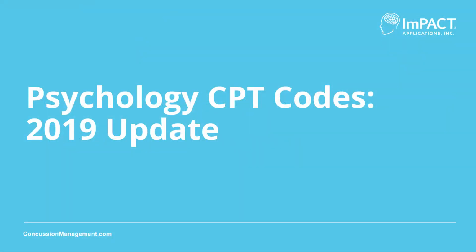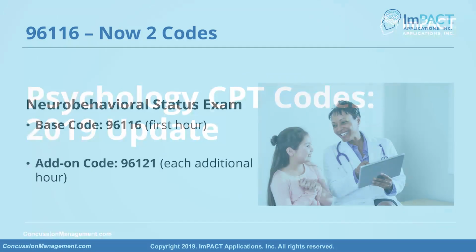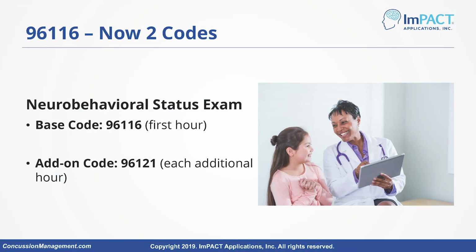So, most of you are familiar with the fact that in 2019 there were changes to the psychology CPT codes. I'll review the common codes that you've used in the past and give you a crosswalk as to what they are now. So 96116, neurobehavioral status exam, has been broken into two codes. 96116 is the first hour of a neurobehavioral status exam, and then 96121 provides each additional hour of service.